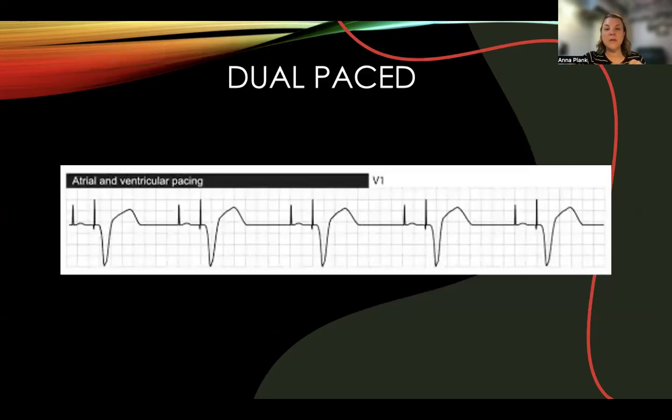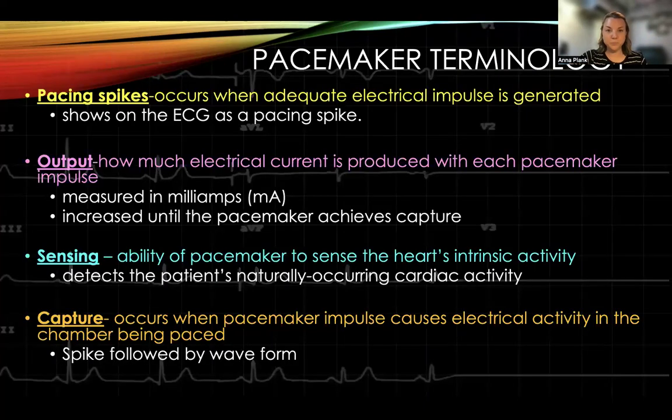Just a little hint: if you have both, if you have dual paced, you're going to see two spikes, a spike with a P wave and then another spike with a wide QRS, right? Because it's letting both chambers know it's getting its electricity generated and delivered through the pacemaker, not through the SA and the AV nodes.